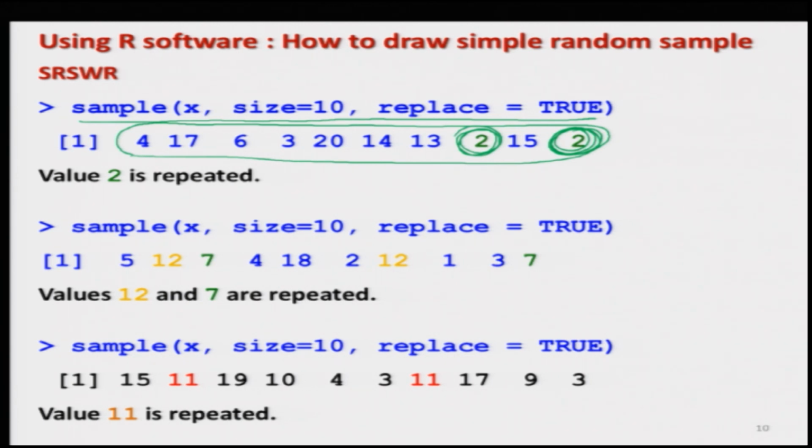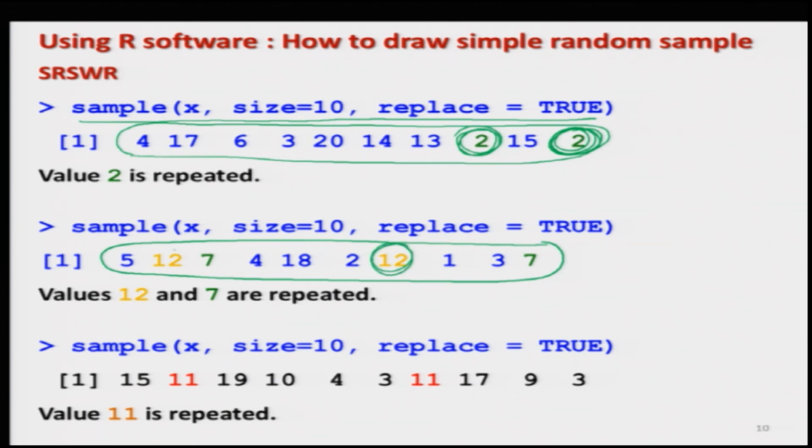And similarly, if I try to repeat the same command, I obtain another data vector, which is a sample, and in this sample there are 2 values which are repeated. One is 12 and another is 7. So, 12 and 7 are repeated. So, it is possible, as I said, that this is going to be SRSWR.